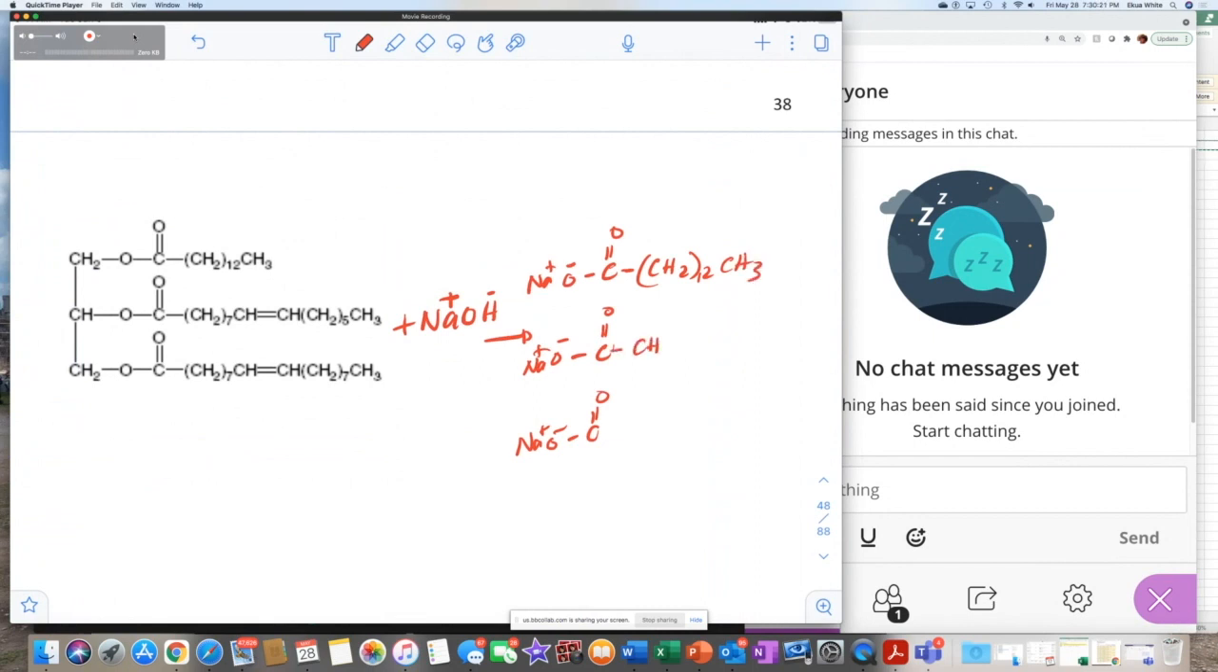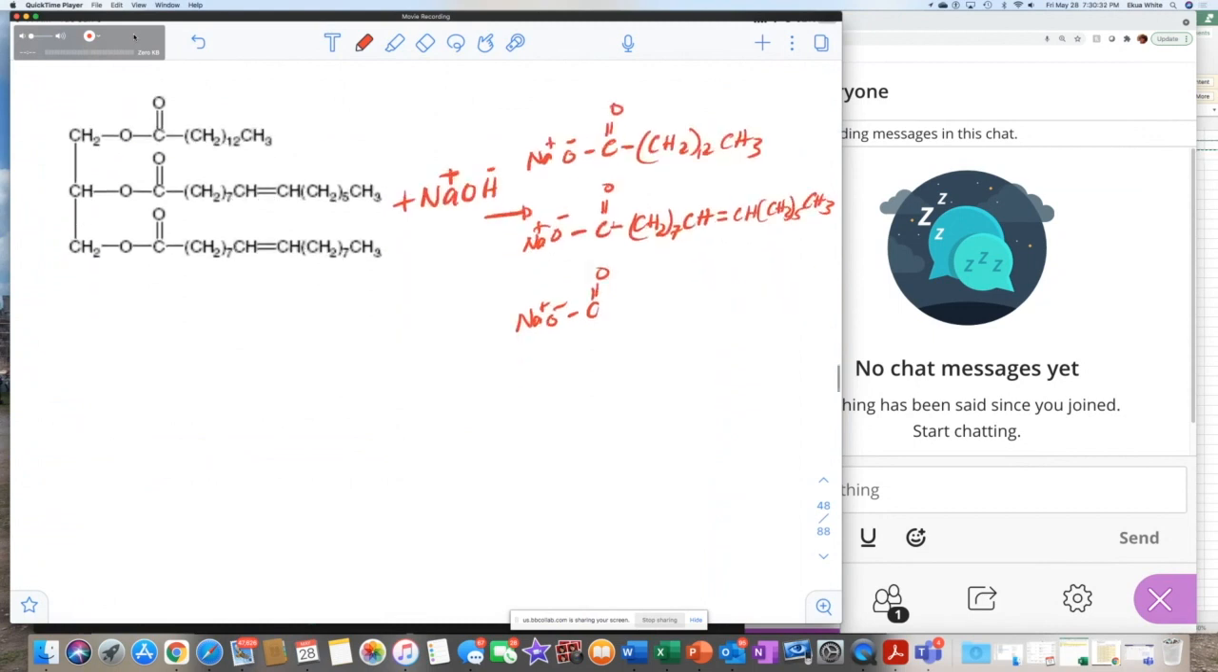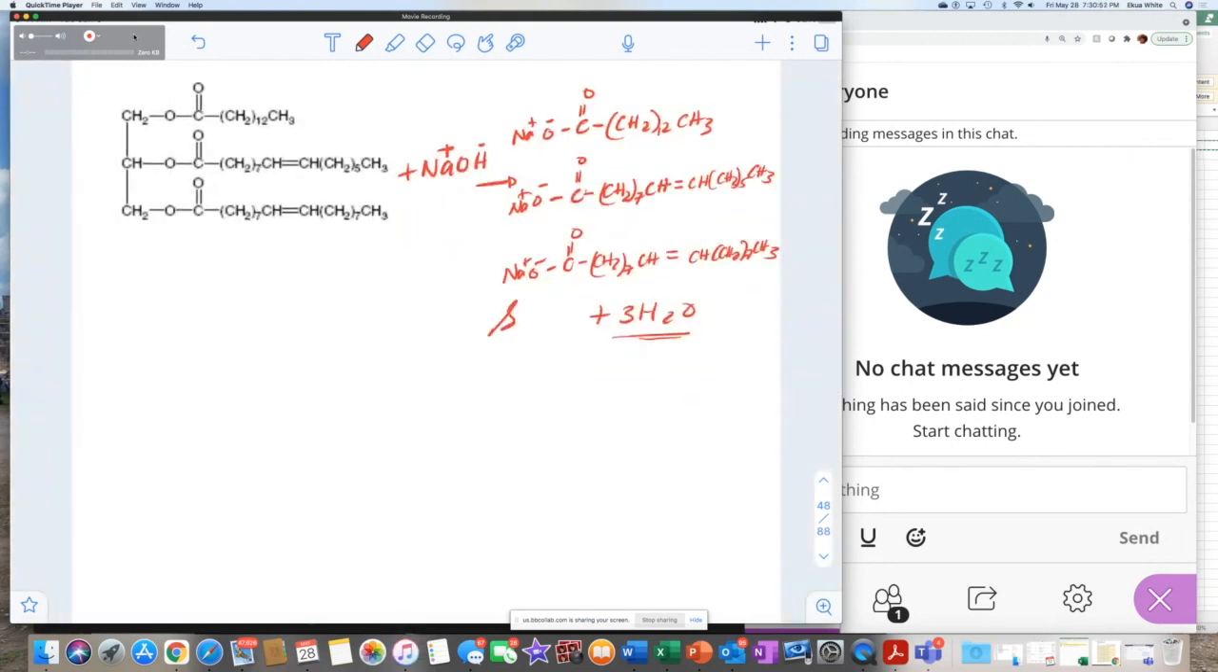Then we got CH2, 7 of these, CH double bond CH, CH2, 5 of these, CH3. Then CH2, 7, CH double bond CH, CH2, 7, CH3. Barely, but you get the idea, right? And then on the other side, we have plus 3 waters, right? This is our soap.